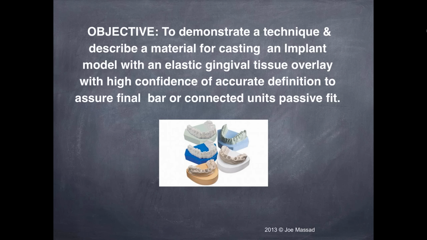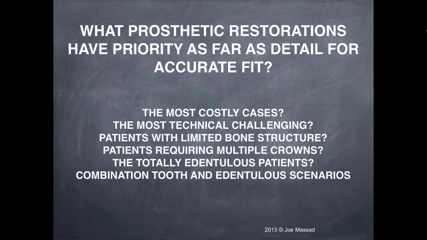So basically what prosthetic restorations have priority as far as detail for accurate fit? Would it be the most costly cases? Well, that's a good consideration. It's going to cost the practitioner and or combination lab if it doesn't fit because they have to redo it. The most technical challenging cases, you sure don't want to have to go through that all over again and retreat a patient. How about patients with limited bone structure?